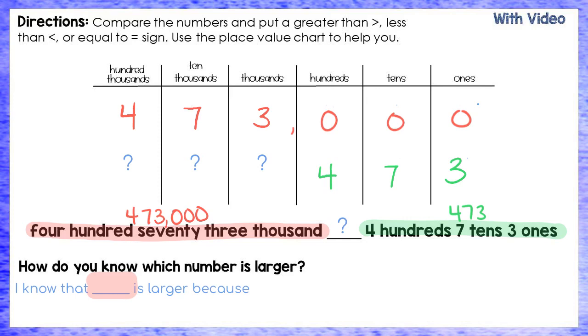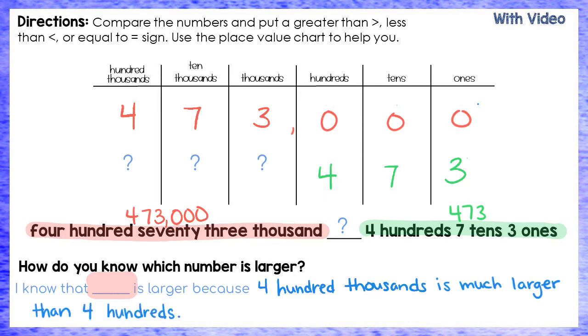So let's write that. I know that 473,000 is larger because 400,000 is much larger than 400s. Great job. I hope this helped. Go ahead and pause the video so that you can write all of this on your slide. Then go to the next problem.